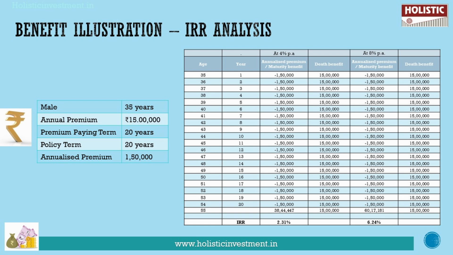So the IRR for the worst case scenario at 4% per annum is 2.31%, and for the best case scenario, when it's performing at 8% per annum, we are getting 6.24%. Both these returns are too low for a market related instrument like the India First Life Radiant Smart Invest Plan. 2.31% is similar to the interest you can get from a savings bank account. So if you have not invested anywhere and just kept your money all these years in a savings bank account, you will still get a similar rate of interest.